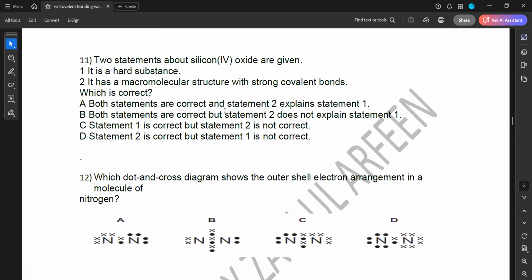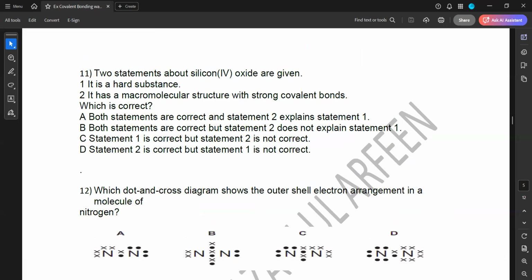Question 11, any doubt? The correct answer for question 11 is A. Question 12, any doubt in question 12? The correct answer for question 12 is B, because nitrogen belongs to group 5, shares 3, and unshared will be 2.